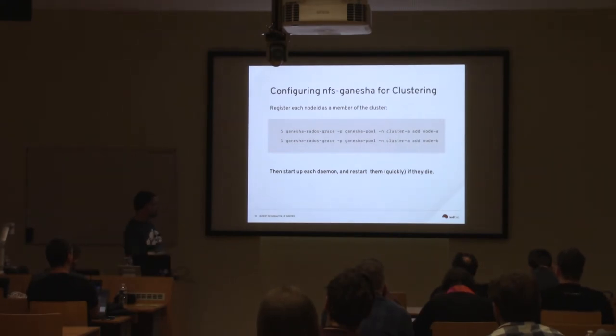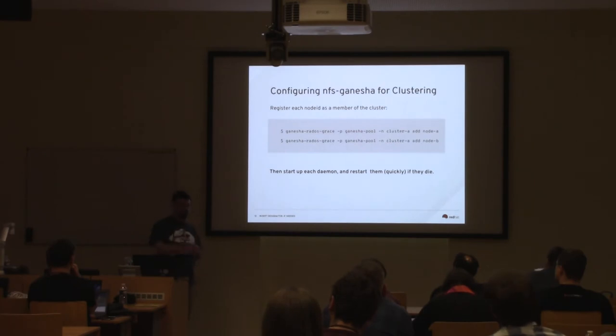And then we just start up each daemon, and if they die, we want to restart them pretty quickly. The reason is that all of this depends on the MDS preserving caps that were held by a node between it going down and coming back up. So when a node dies, we're basically racing against the clock. We have to know that when the node comes back up, any caps that it held before haven't been stolen and maybe released.